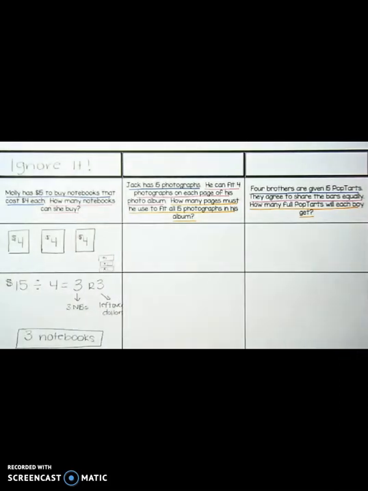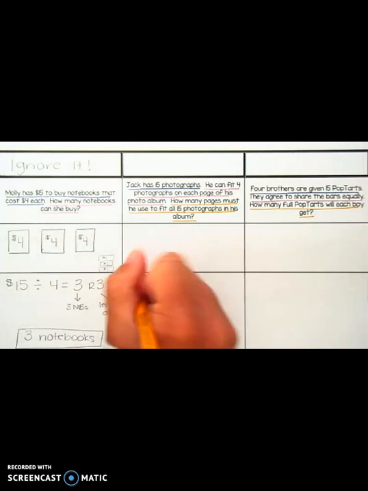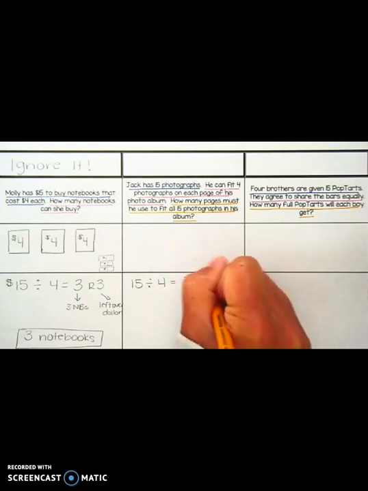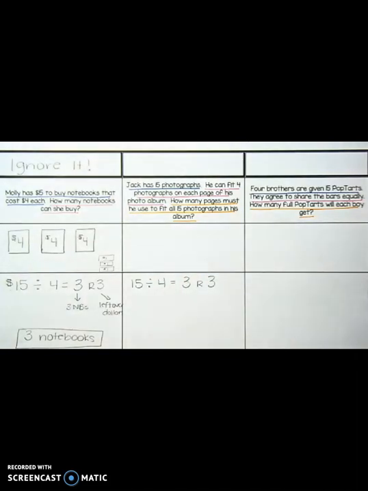Let's take a look at another story problem. Jack has 15 photographs. He can fit 4 photographs on each page of his photo album. How many pages must he use to fit all 15 photographs in his album? Okay, so I'm still using 15 divided by 4. So I know my math is going to be 3 remainder 3. But I don't totally know what those parts mean just yet, so let's draw a picture to help us.